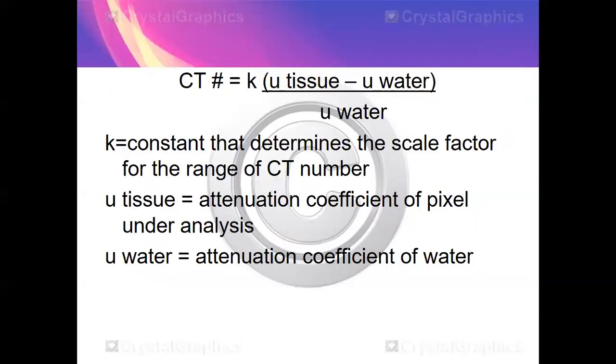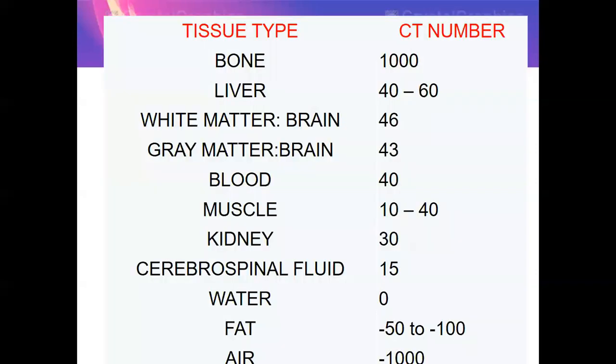So this is how we compute for the CT number, but never mind. We have already the constant value, just like what we have here. So I think I have given this to you as a prelim pala.